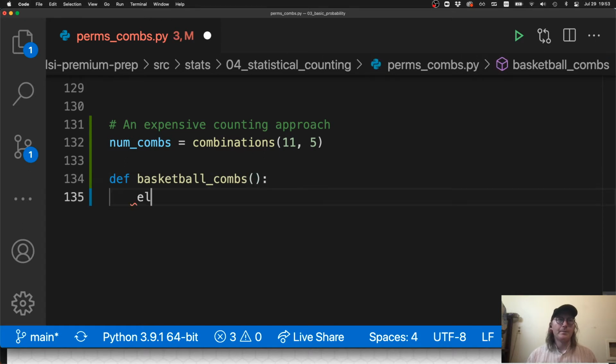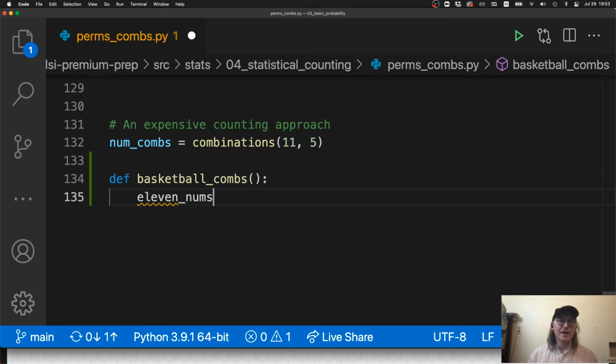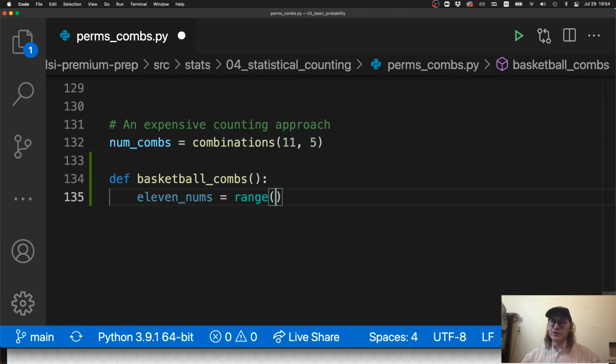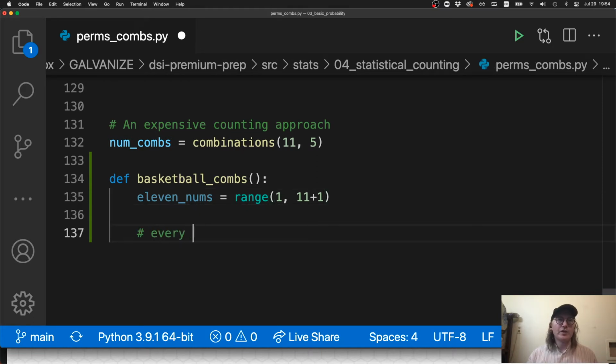I'm going to set up these 11 numbers, and it's just going to be the range. We're going to assume that these are the numbers actually on people's jerseys, and let's just say it's 1 to 11. So we have player 1, player 2, player 3, up to player 11. And we're going to build every arrangement of 5, starting off by counting, right? We're going to do the raw counts.